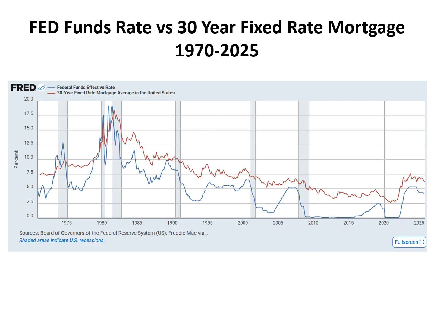Notice the correlation between the Fed funds rate and the interest rate charged by banks for individuals and households who finance their home. On this chart, the blue line tracks the Fed funds rate from 1970 through 2025, and the red demonstrates the interest rate on a 30-year fixed rate mortgage over that same time frame.